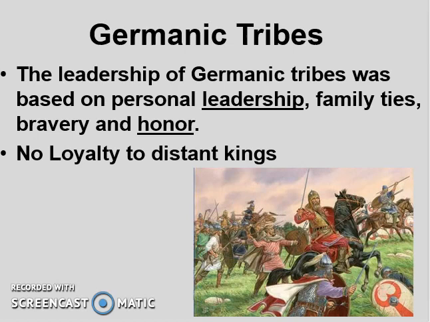The leadership of Germanic tribes was based on personal leadership, family ties, bravery, and honor. There was no loyalty to distant kings. So Germanic tribes were led by those who were there fighting with them. They were not fighting for someone far away that they would never meet. Instead, they were loyal to the people who led them into battle, and so those were the ones that they would stick with.